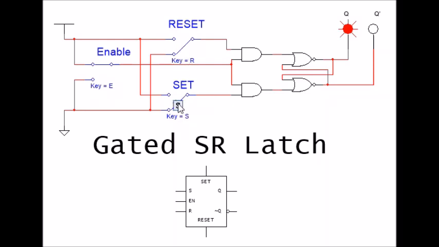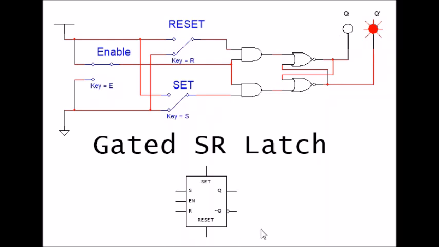So again, I can set my circuit, I can reset my circuit, and I can only change the state if enable is on. One other thing that I've connected here is another output, and I've labeled it Q prime. That's another way of saying not Q. And notice Q and not Q are always in opposite states, hence the name. Not Q is always the opposite of Q. Again, I can reset and set, and Q and not Q are always in opposite states.